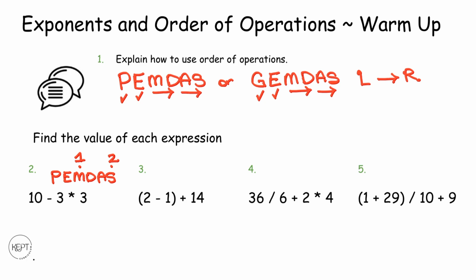So let's begin. We start with 3 times 3, and we know that answer is 9. Now, we bring everything else down. 10 minus 9 is what we have next. The next thing we do is the subtraction. 10 minus 9 is 1. So the answer to this problem is equal to 1.